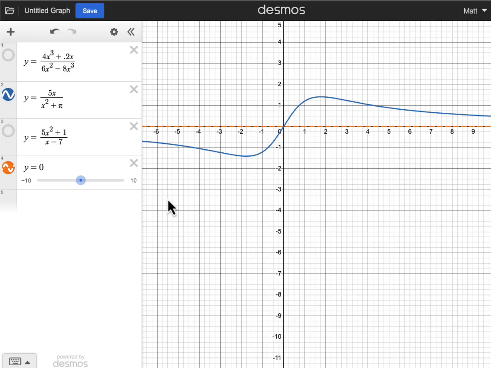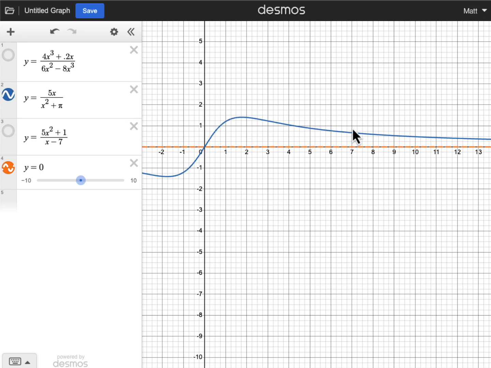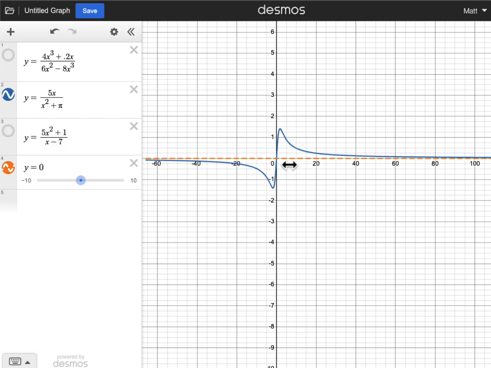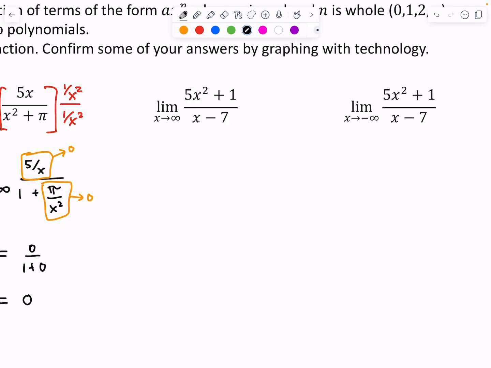Here's a graph of this function with y equals 0 graphed as an asymptote. And sure enough, as x goes to negative infinity, the graph will approach that asymptote. And as x goes to positive infinity, the graph will approach that asymptote. You can compress the x-axis to see that even better. The third and fourth limits here involve the exact same rational function. We'll use the same method. The degree of the denominator is 1, because there's an implied 1 power on that x. So we'll multiply this by 1 over x over 1 over x.